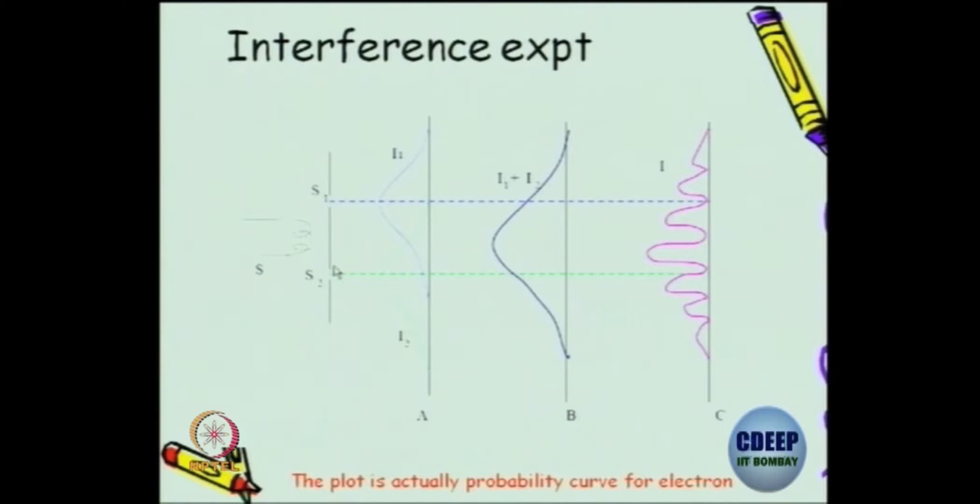But if both are open, okay, what is your expectation? It has to be like a wave. This is what you will expect with constructive and destructive interference.